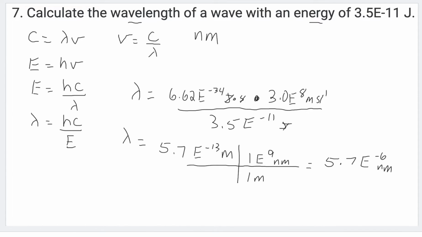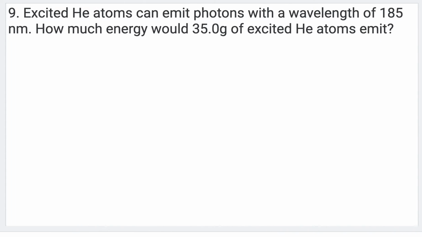Okay, problem number 8 or number 9. You can pause the video and try 8 if you want. Okay, number 9. It says excited helium can emit photons with a wavelength of 185 nanometers. How much energy would 35 grams of excited helium atoms emit? All right, well, we're going to assume something on this, and this may or might not be the case in real life, but one atom is going to emit 1 photon. We're going to limit it to that.